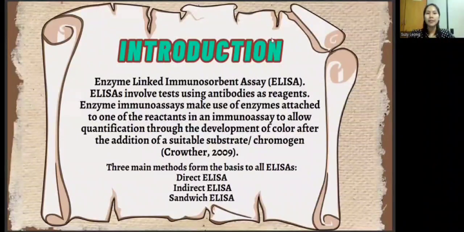As an introduction, as we all know, ELISA is enzyme-linked immunosorbent assay, and this test involves using antibodies as reagents. It makes use of an enzyme attached to one of the reactants in the immunoassay to allow quantification through development of color after the addition of a suitable substrate or chromogen. There are basically three main methods for ELISA: direct ELISA, indirect ELISA, and sandwich ELISA.